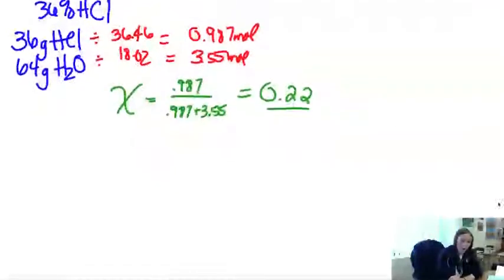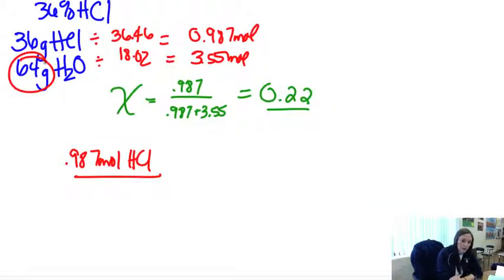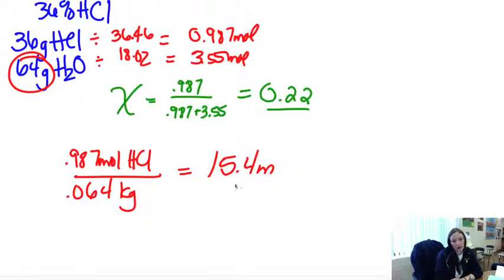Part B is molality. Molality, like we just did a second ago, is moles per kilogram. So I take my moles of solute, which is the 0.987 moles, because HCl is the smaller one so it's the solute, over kilograms of solvent. If I have 64 grams, that means I have 0.064 kilograms. We just divide, and I'm going to get 15.4 molal.